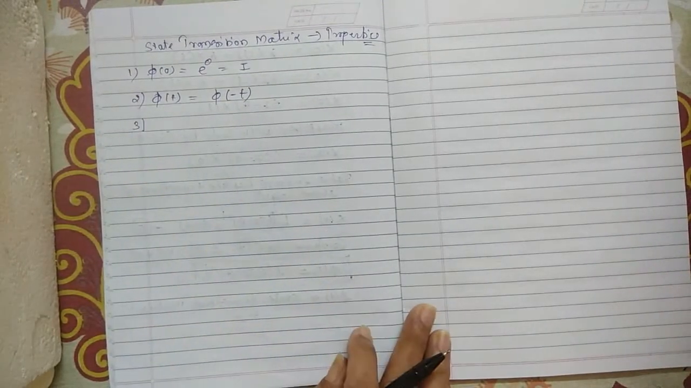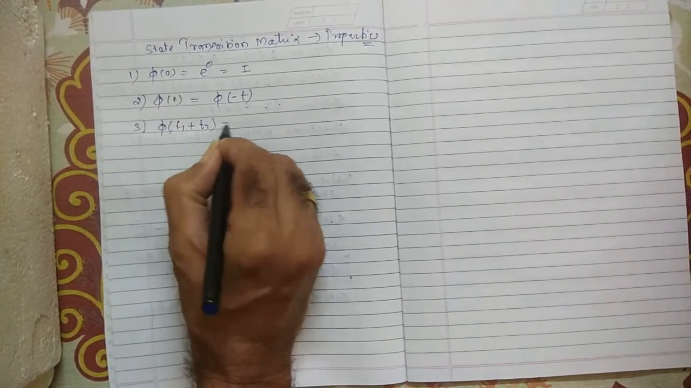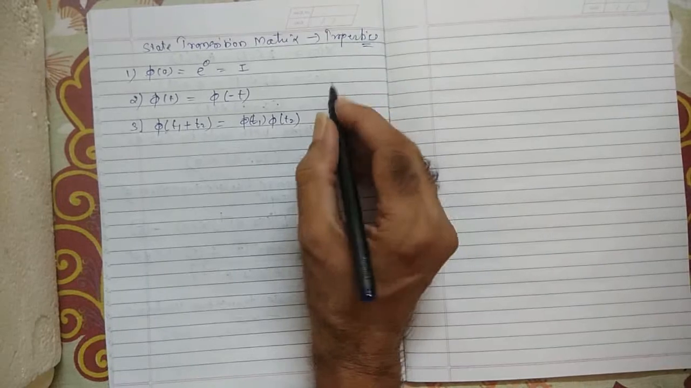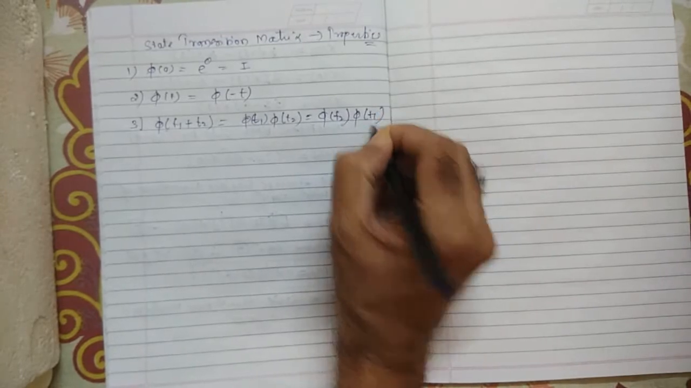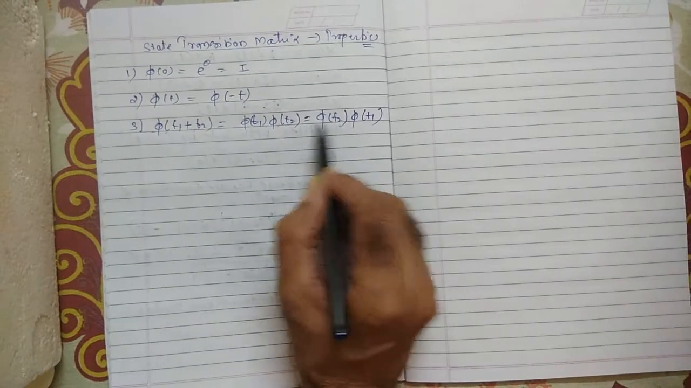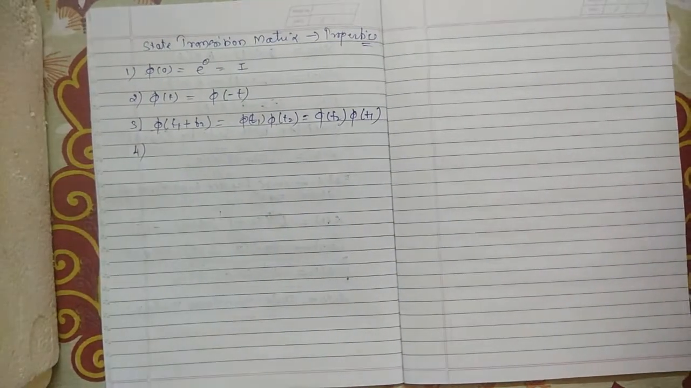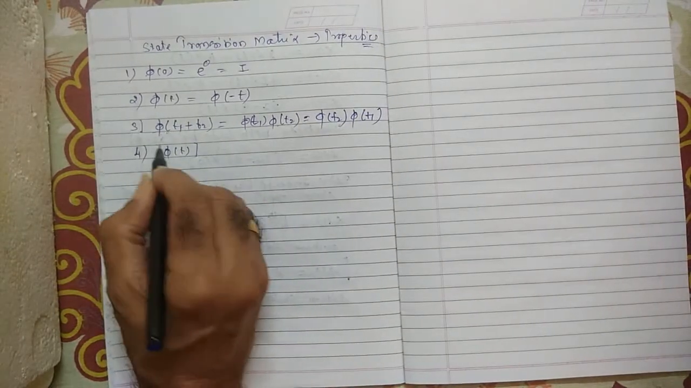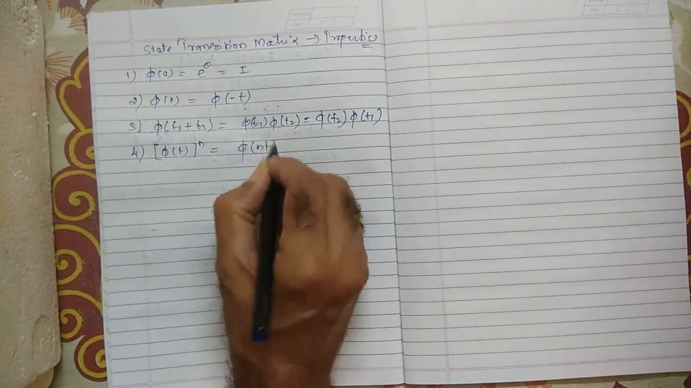The third property is that phi of t1 plus t2 equals phi of t1 into phi of t2, which equals phi of t2 into phi of t1. Phi of t1 plus t2 is nothing but phi of t1 into phi of t2, or we can also write phi of t2 multiplied by phi of t1. So this is another property. The fourth property is phi of t, the whole raised to n, equals phi of n into t.